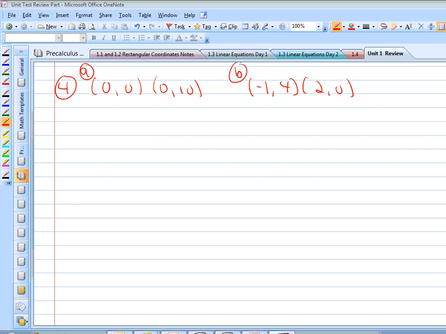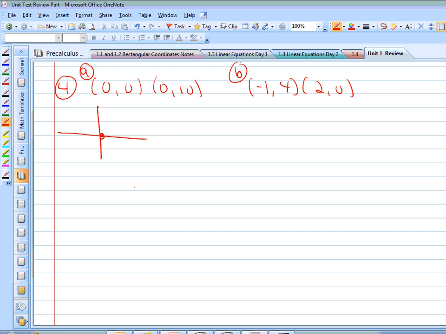Okay, in number 4, we're asked to find the slope-intercept form of the equation passing through the given points. Let's go ahead and write it in point-slope form first, and then we can change it to slope-intercept form. If you will graph or sketch first, sometimes it can save you a lot of time. So let's take a little sketch here.